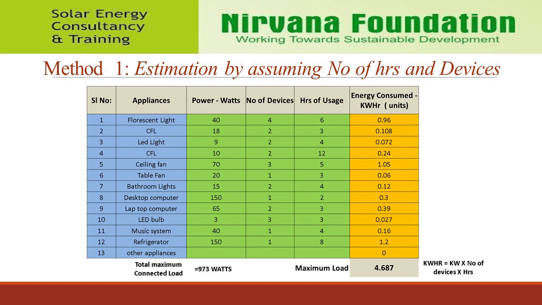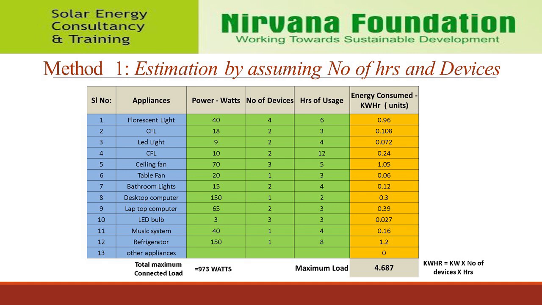Fluorescent light wattage is 40 watts, and 4 lamps are used for 6 hours. So the total energy consumed by the light is 0.96 kilowatt-hour. CFL wattage is 18 watts, and 2 lamps are used for 3 hours. So the total energy consumed is 0.108 kilowatt-hour. Fan wattage is 70 watts, and 3 are used for 5 hours. So the total energy consumed is 1.05 kilowatt-hour.